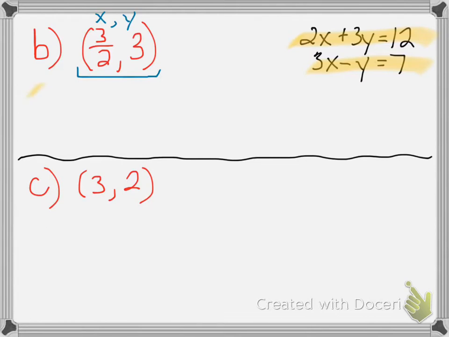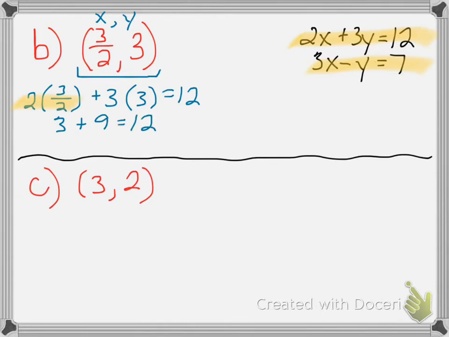The first equation says 2 times the x is 3/2, plus 3 times the y, which is 3. Does that equal 12? Okay, so right here, this would be 2 times 3 is 6, divided by 2 is 3. And 3 times 3 is 9. Does that equal 12? Yes. 9 plus 3 is 12, so 12 equals 12.